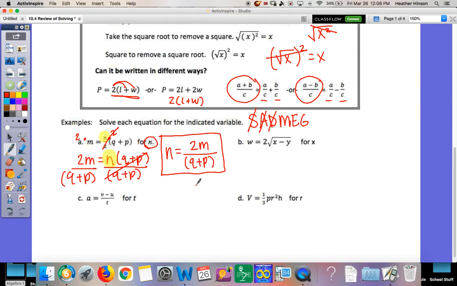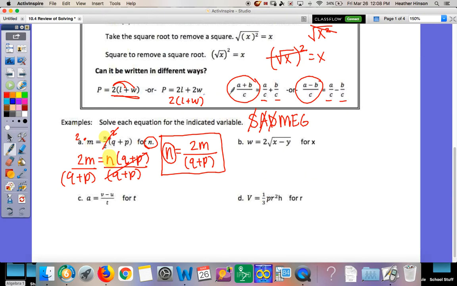They're not going to be pretty. Most of these are going to be very ugly answers. But all you want to do is get n by itself. Get everything else away from it, doing whatever you can, following your order of operations backward.